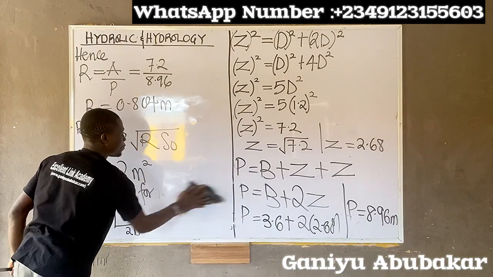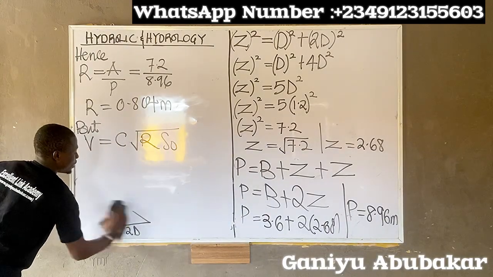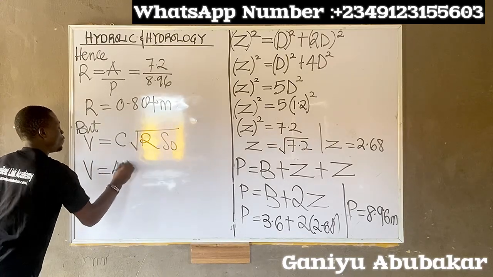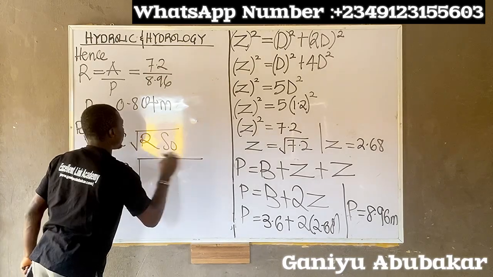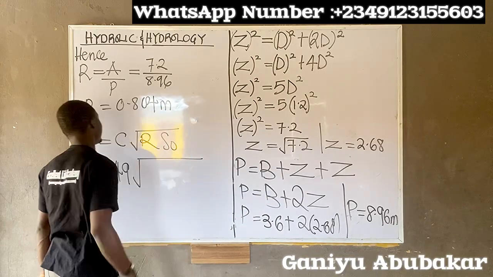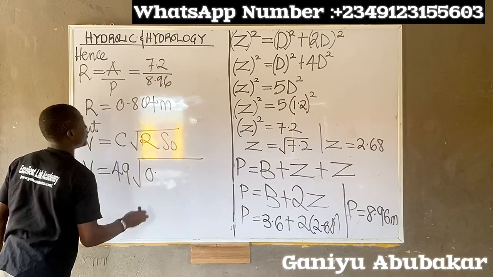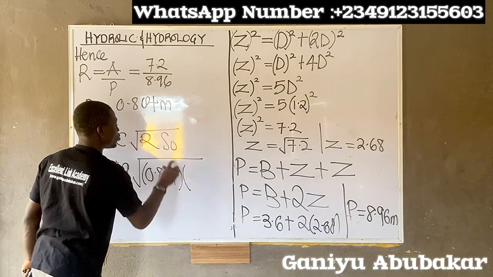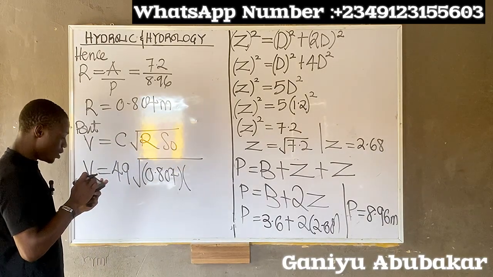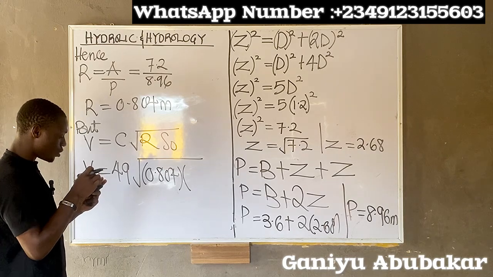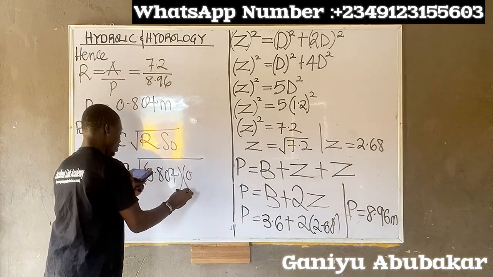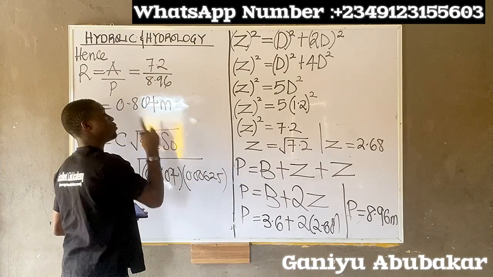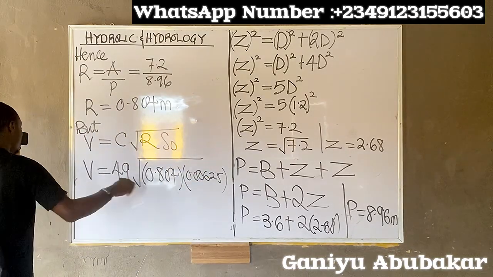Let's get V. From here, V is equal to C, which is 49, times the square root of R. We said R is 0.804 in brackets, into S naught, which is 0.00625. S naught is given from the question already. Work on this one here.